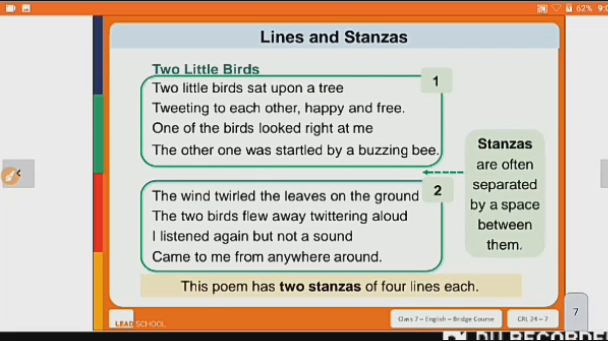So this poem has 8 lines and 2 stanzas. In the poem Two Little Birds, the stanzas are separated by a space between them. So they are separated by a space.